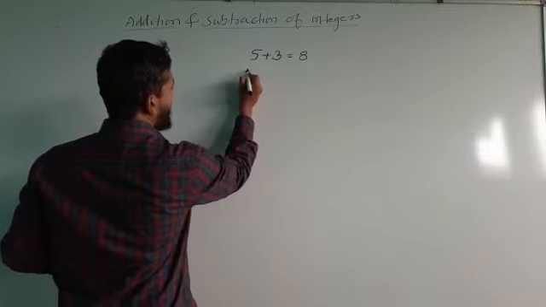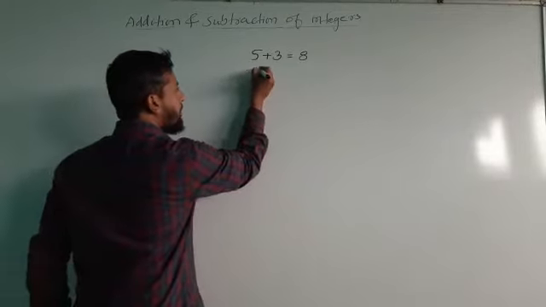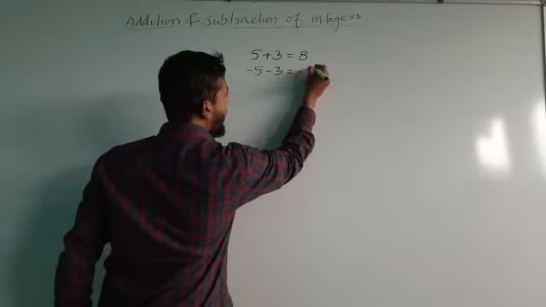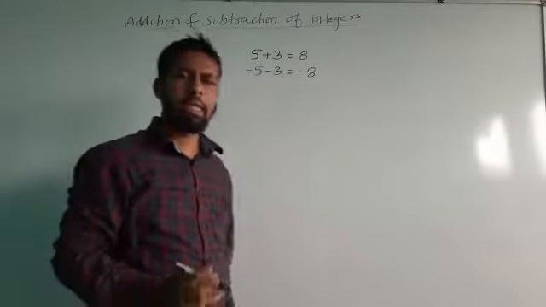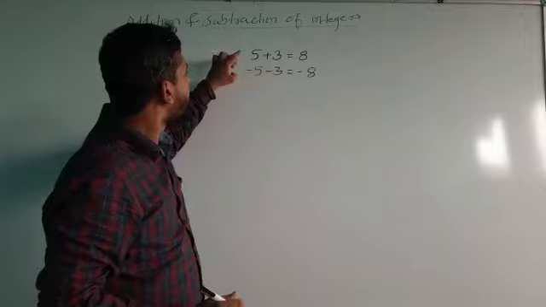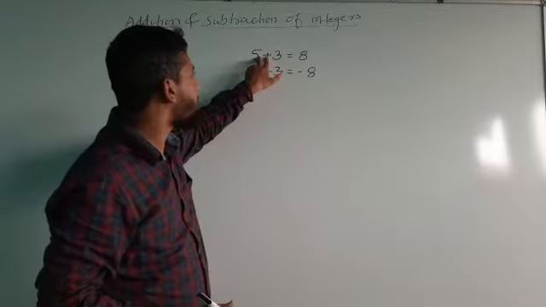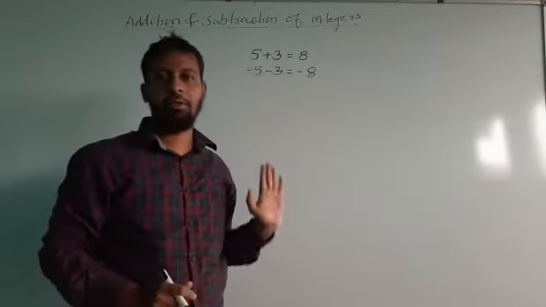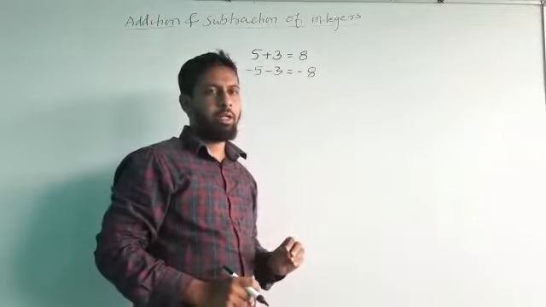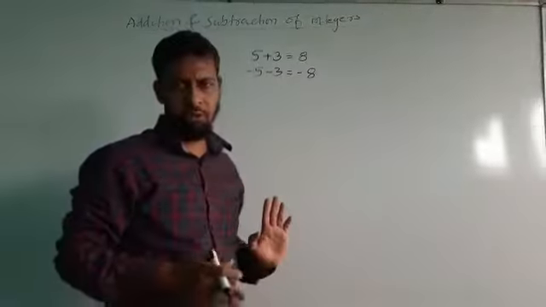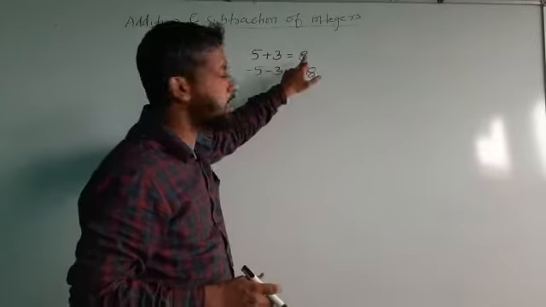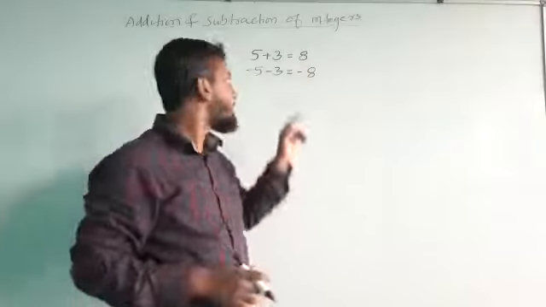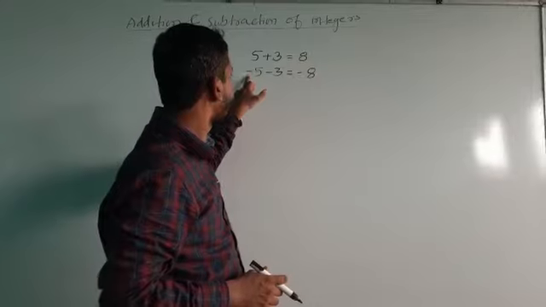Now we will take one more example. -5 minus 3. The result will be -8. See here. Sum of positive integer is positive. Sum of negative integer is negative. This is very important. If you remember this, it will become easy for you. Same sign we add.